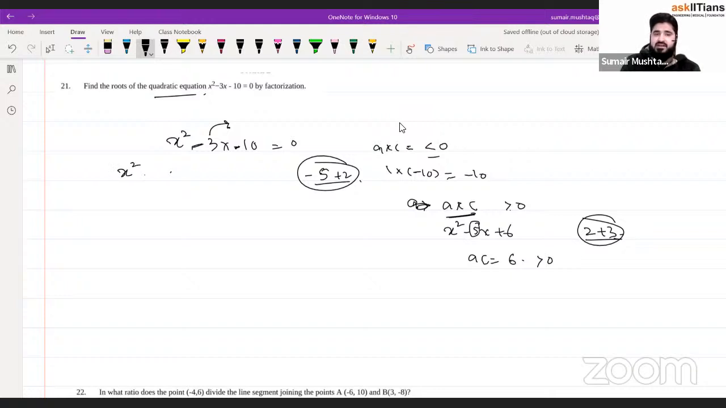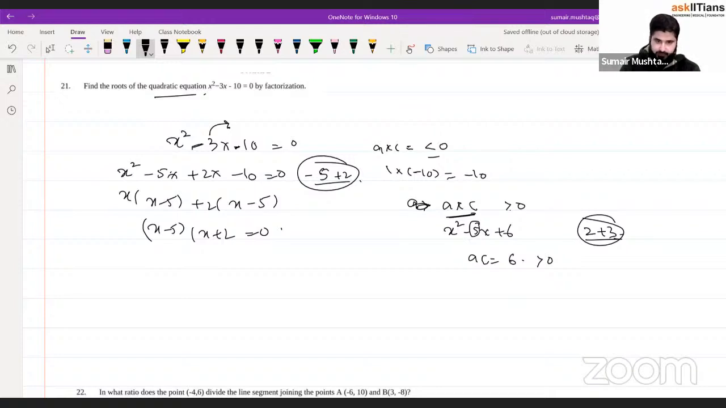So I will write here x squared minus 5x plus 2x minus 10 is equal to 0. So x I will take common, x minus 5. And 2 I will take common. So it's here (x minus 5)(x plus 2). This is the answer. So x is equal to 5, comma, negative 2, right?